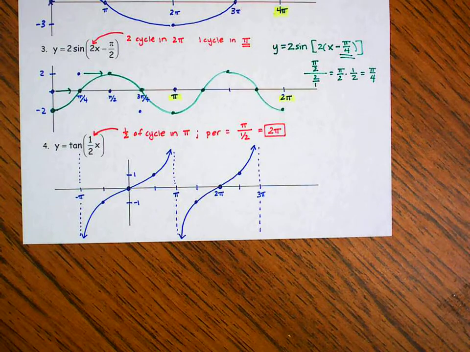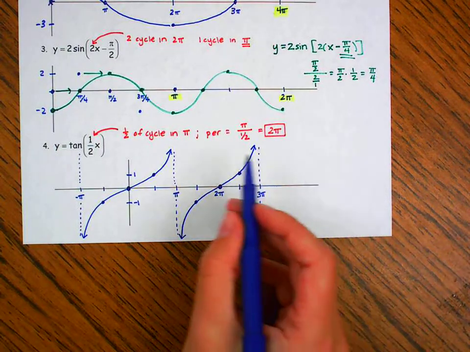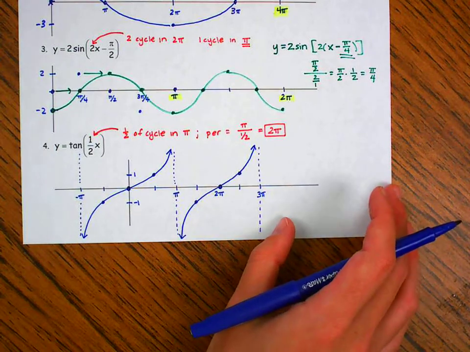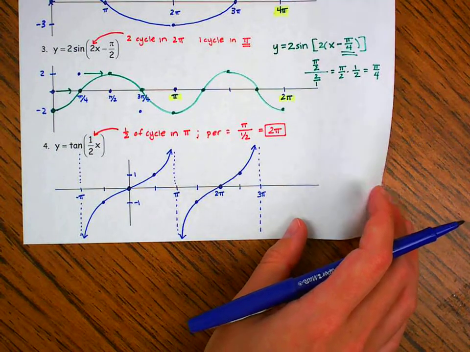Tangent. On the test, you're not going to ever have to do more than, I believe, 2 shifts at once for tangent. So I believe the next one has 2 shifts. So I'm going to move on to the next page.